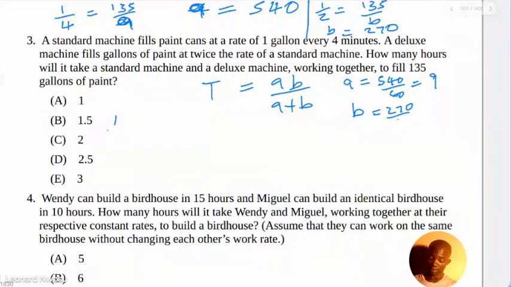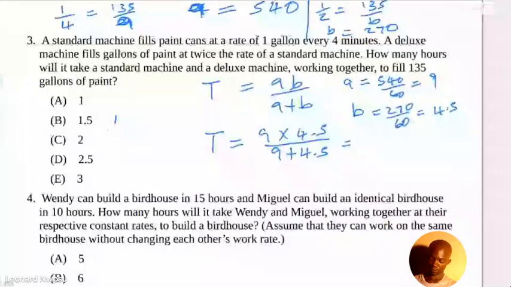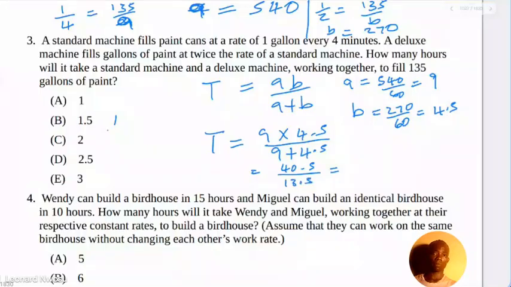Okay, so now we use our time. T equals 9 times 4.5 over 9 plus 4.5. 9 times 4.5 is 40.5. 9 plus 4.5 is 13.5. So 40.5 divided by 13.5 is 3. 3 hours. That's all.